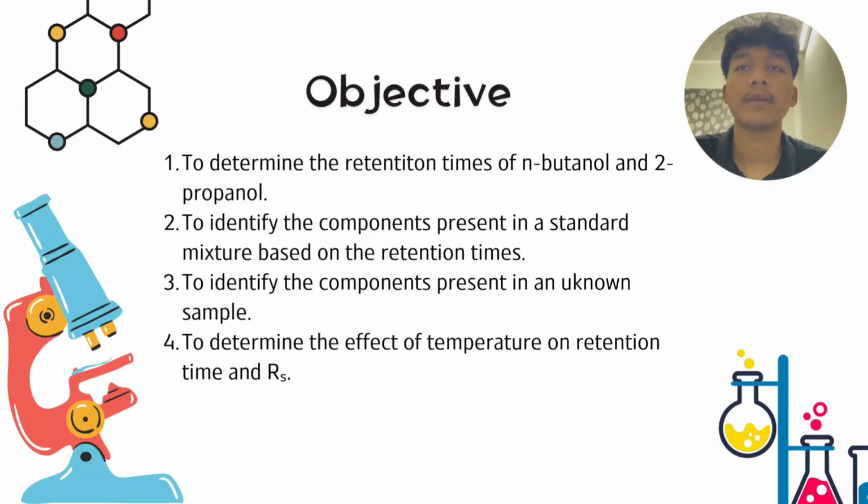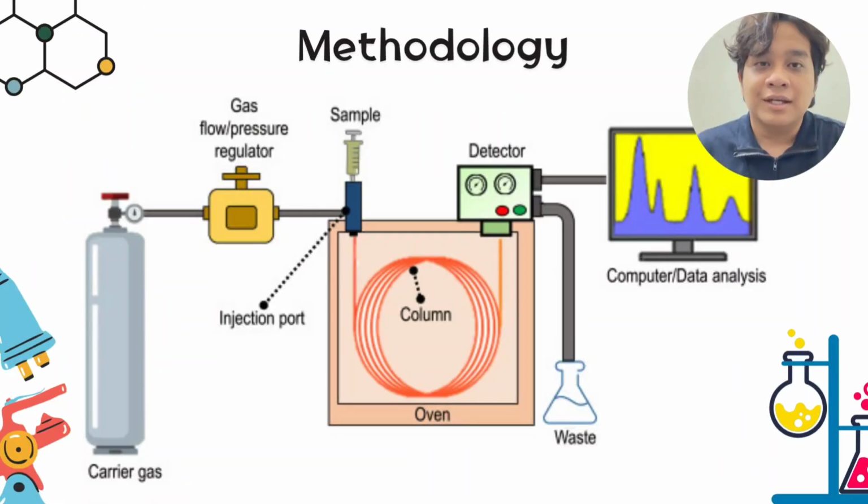For this experiment, the objectives are: first, to determine the retention time of N-butanol and 2-propanol. Second, to identify the components present in the standard mixture based on the retention time. Third, to identify the component present in an unknown sample. Fourth, to determine the effect of temperature on retention time and resolution.